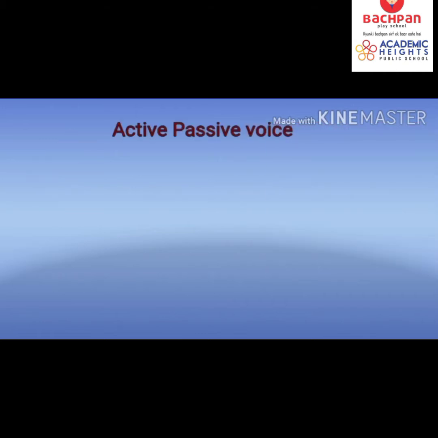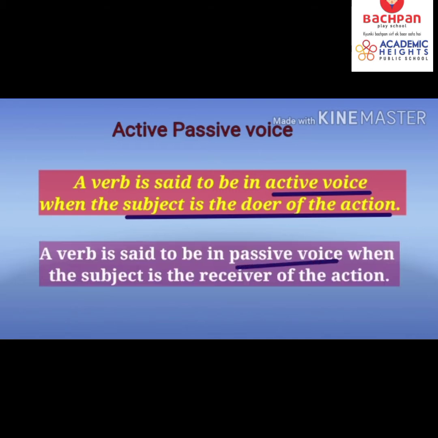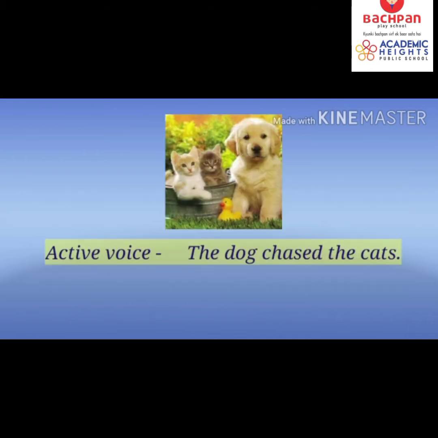Let us understand what active and passive voice are. A verb is said to be in active voice when the subject is the doer of the action. A verb is said to be in passive voice when the subject is the receiver of the action. Let's understand with an example. The dog chased the cats. In this sentence, the subject is of greater significance than the object.